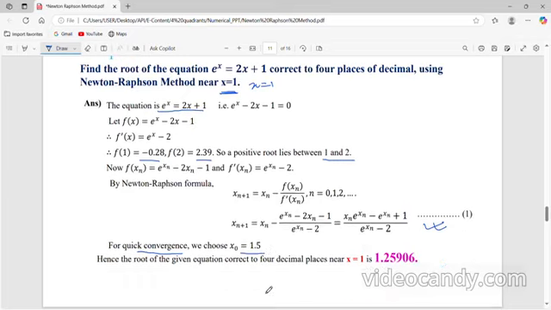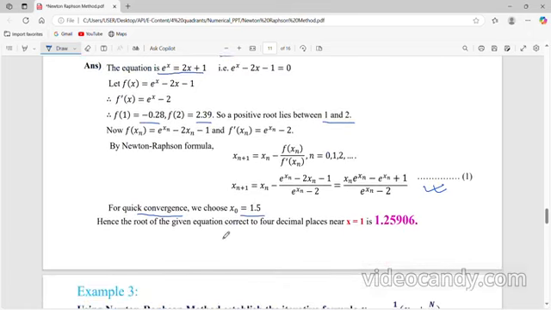So after the calculation, this is your calculation part, you will solve at home and you will find that the answer is 1.25906. Since here it is 4 decimal places, we have to correct it, so the answer will be 1.2591, because the fifth digit is greater than 5. Okay.